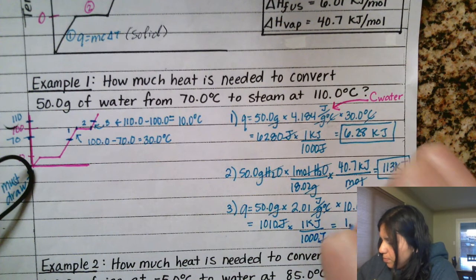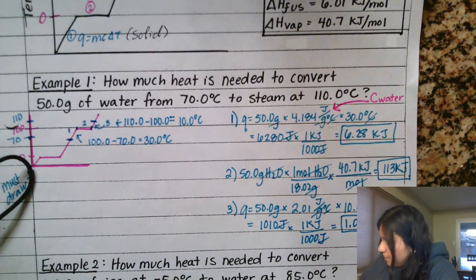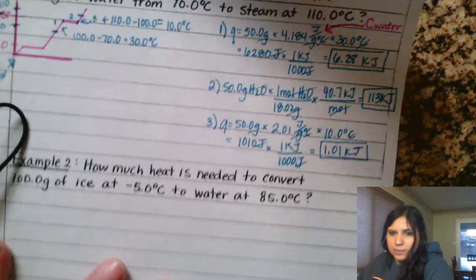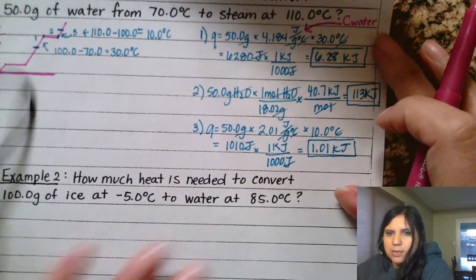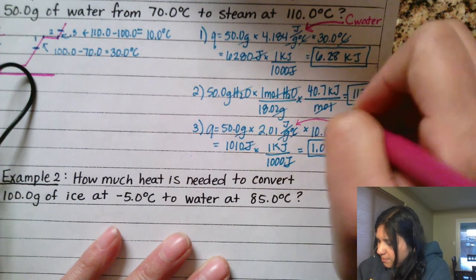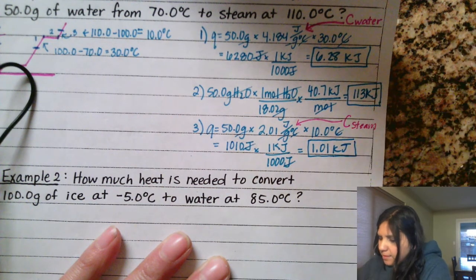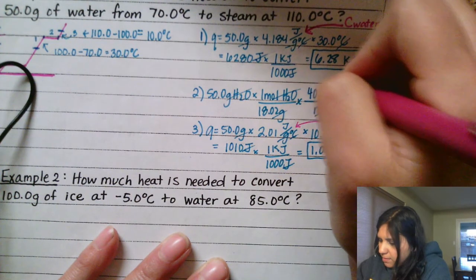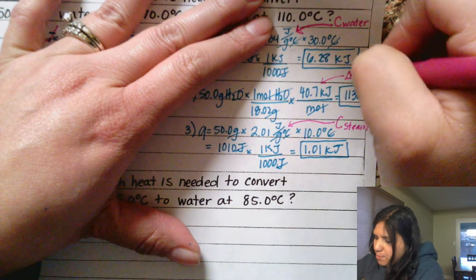And we get 1.01 kilojoules. Okay, I'm going to make a note. Sorry about that. There's that answer here. I'm going to make a note that this is the specific heat of steam. We could also make a note here. This is the delta H of vaporization.